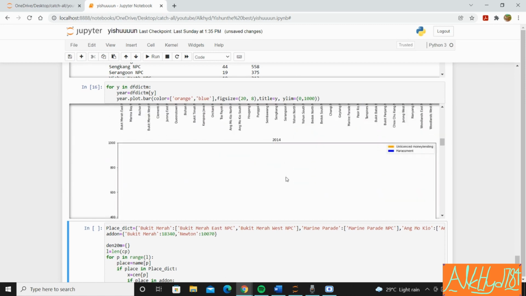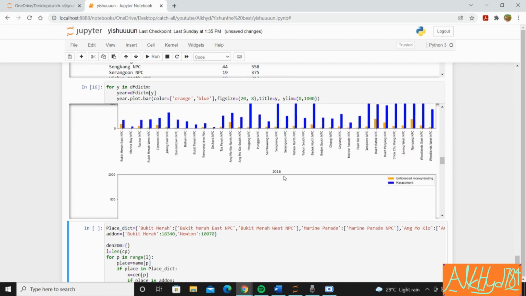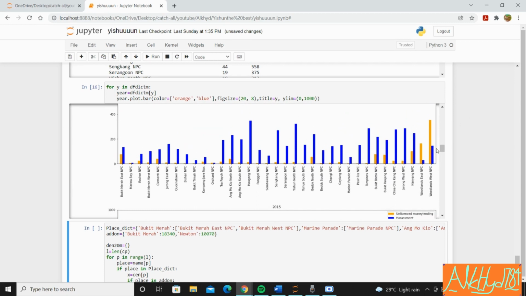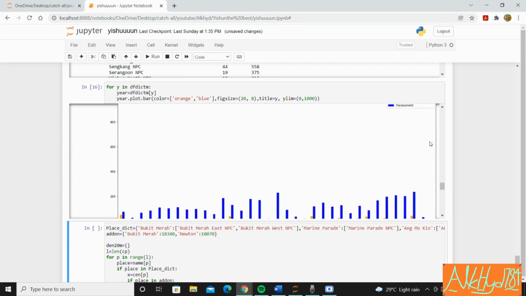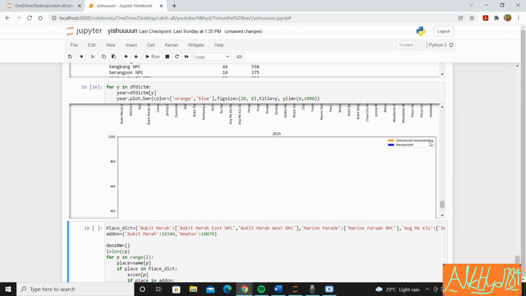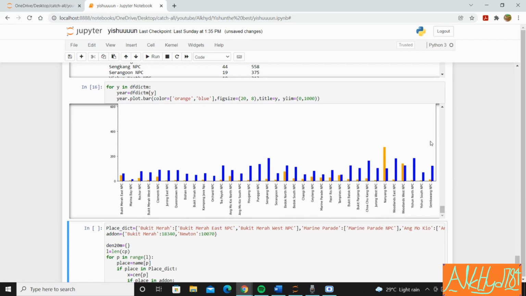And 2012, 2013, 2014. Oh, wait, why is this thing suddenly so high? What happened to Woodlands? What happened to Woodlands? 2014. Yeah, we'll scroll down until 2020, and you can see the final result. What's going on in Nanyang NPC? Why is there so much money lending cases there?